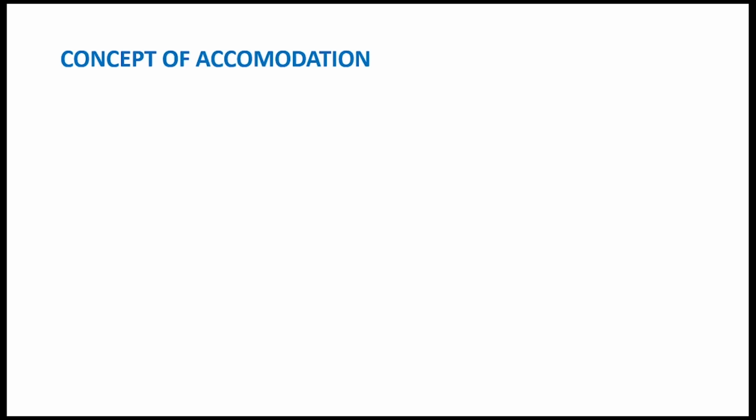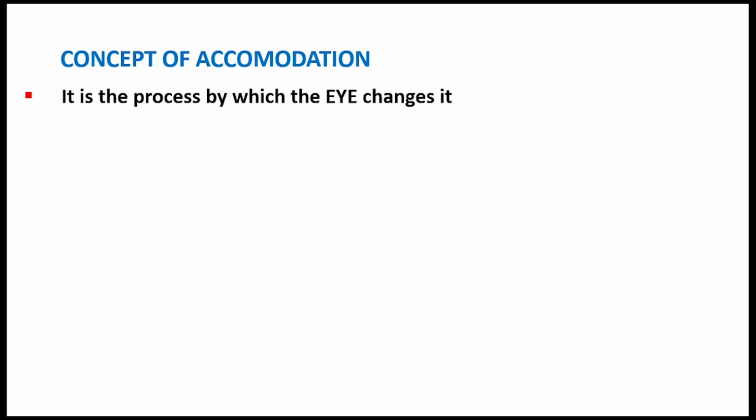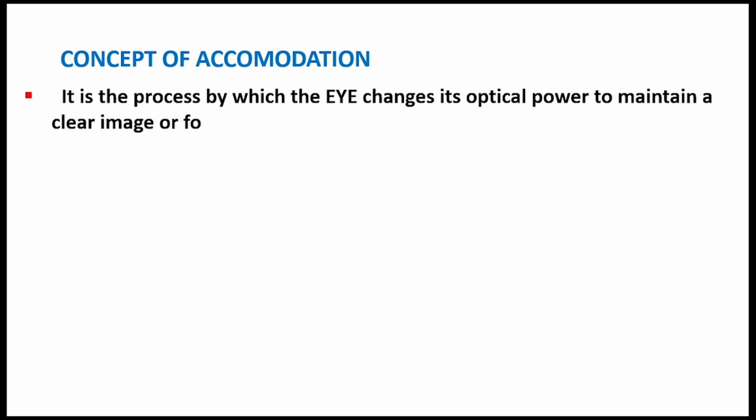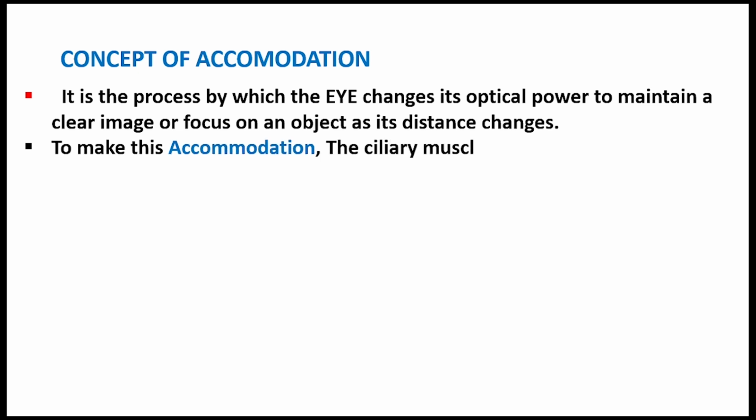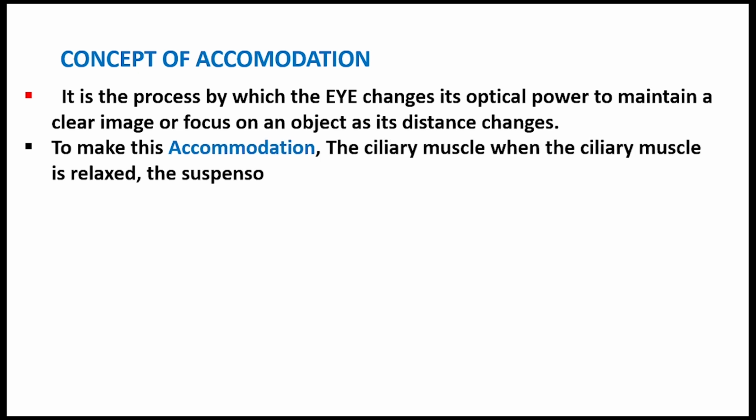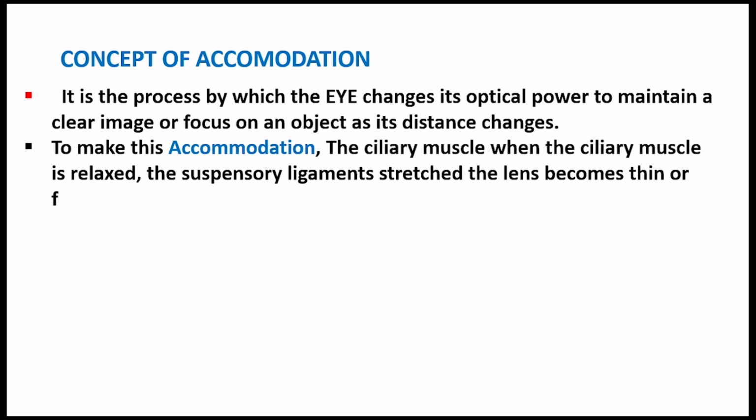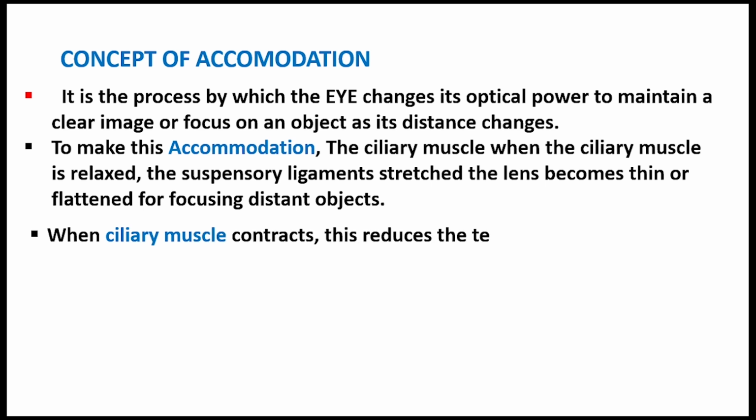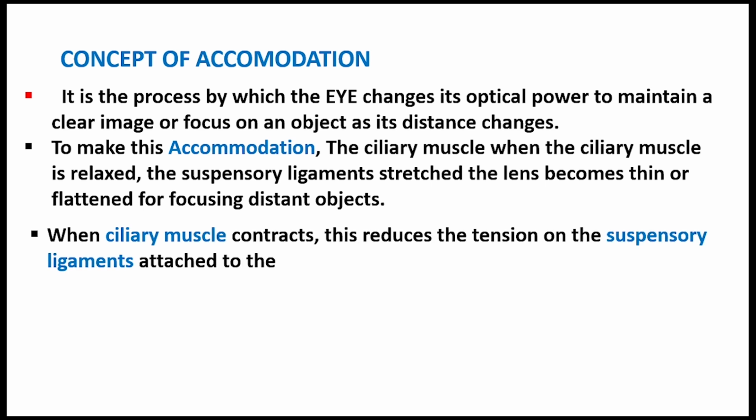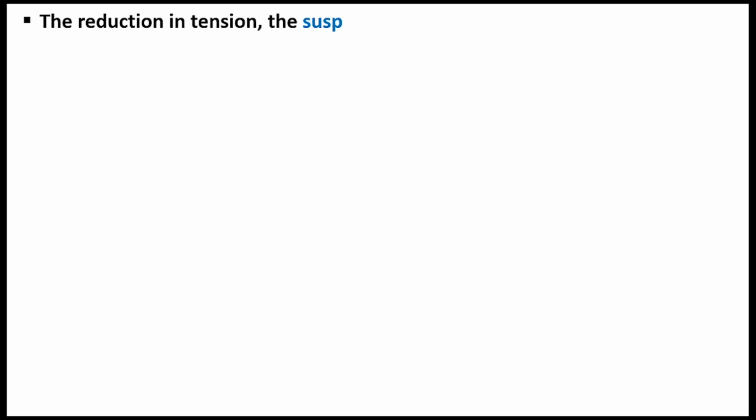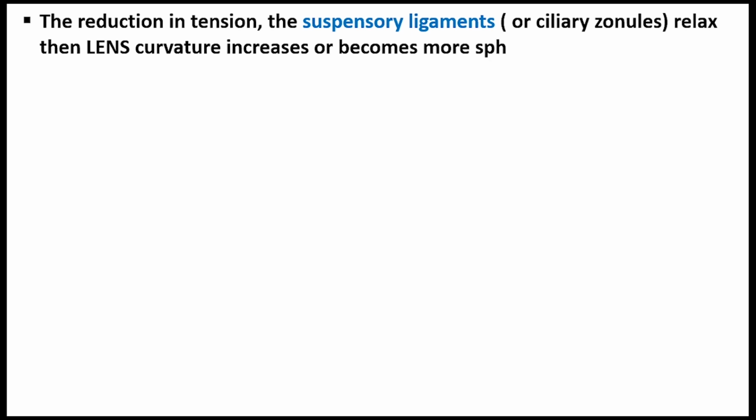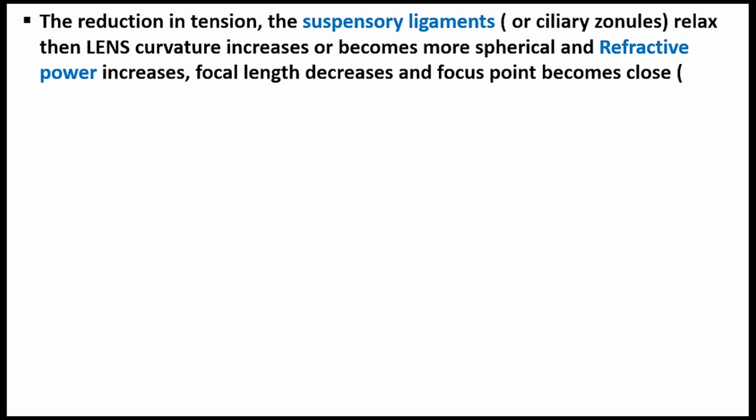Concept of accommodation: it is the process by which the eye changes its optical power to maintain a clear image or focus on an object as its distance changes. To make this accommodation, when the ciliary muscle is relaxed, the suspensory ligaments stretch, and the lens becomes thin or flattened for focusing distant objects. When the ciliary muscle contracts, this reduces the tension on the suspensory ligaments attached to the lens. With the reduction in tension, the suspensory ligaments, or ciliary zonules, relax, then lens curvature increases or becomes more spherical and refractive power increases, focal length decreases, and the focus point becomes close, for near vision.